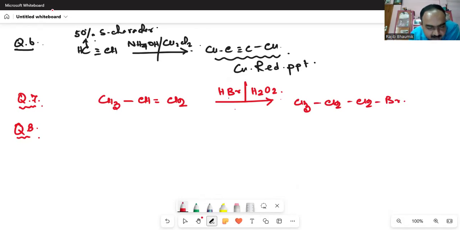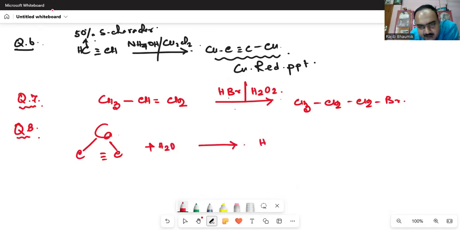Question number 8: water is dropped over calcium carbide. Let us know the structure of calcium carbide. CaC2, this is calcium carbide. Water is dropped, that is H2O. This will produce acetylene, HC triple bond CH, plus calcium hydroxide, Ca(OH)2. Question number 9.